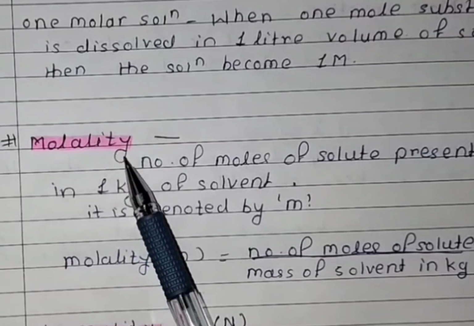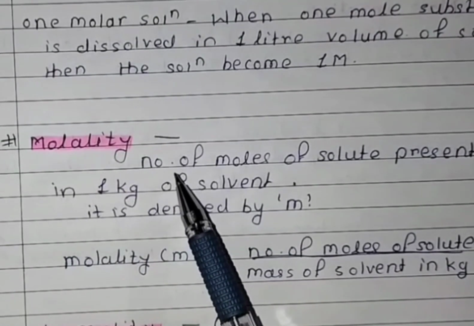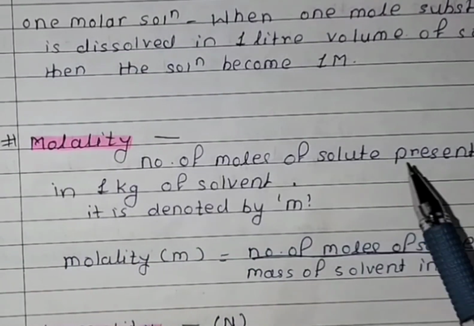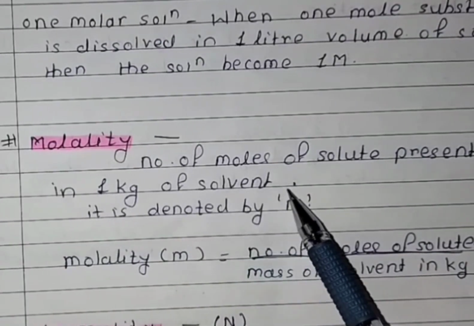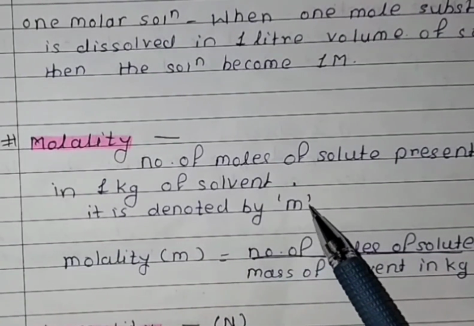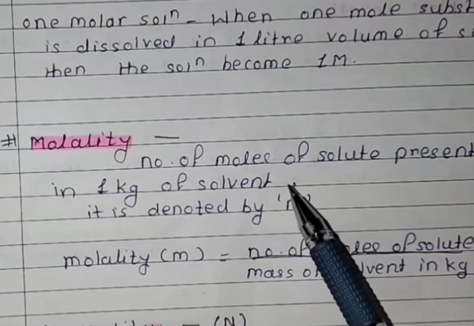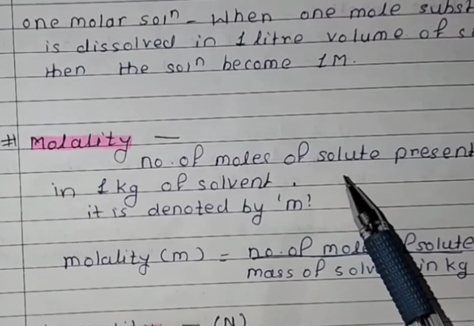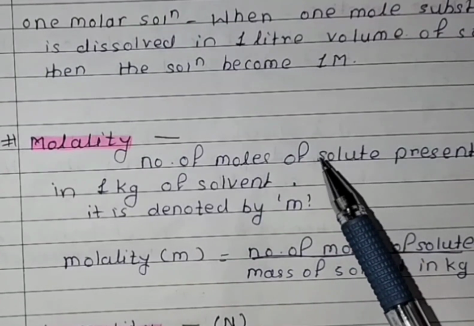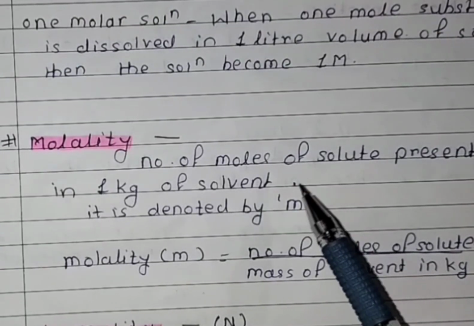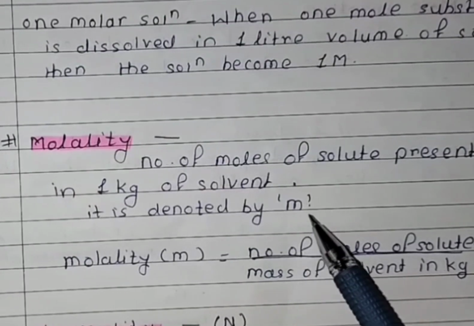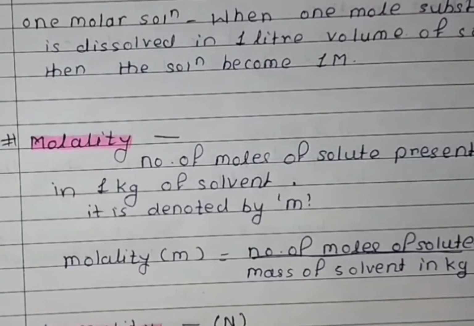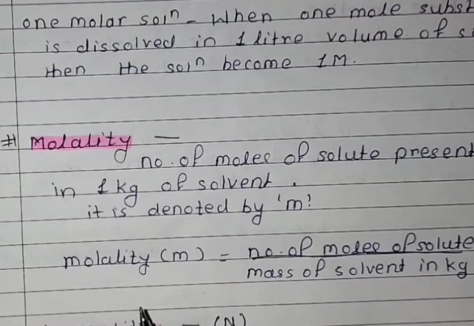Then fourth is molality. Molality means the number of moles of solute present in 1 kilogram of solvent, which is denoted by small m. And molarity means the number of moles of solute present in 1 liter of solution, which is denoted by capital M. Molality is equal to the number of moles of solute divided by the mass of solvent in kilogram.